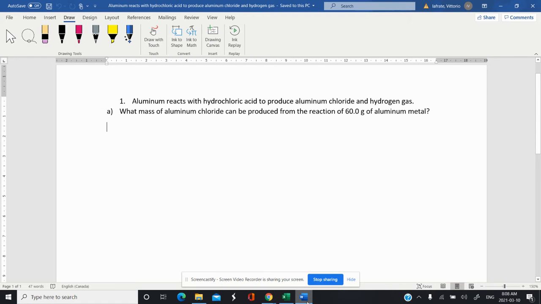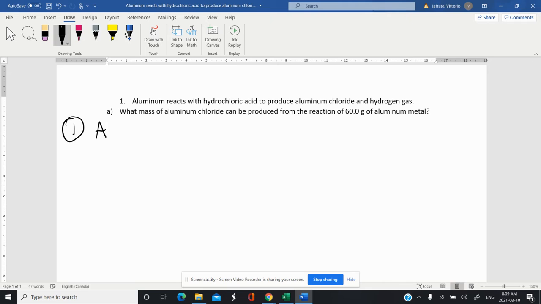In this video, we're going to go over this warm-up question regarding a mole stoichiometry and mass stoichiometry problem. So we have aluminum reacting with hydrochloric acid to produce aluminum chloride and hydrogen gas. And we want to know what mass of aluminum chloride can be produced from the reaction of 60 grams of aluminum metal. So our first step is always to write a balanced equation for this situation here.